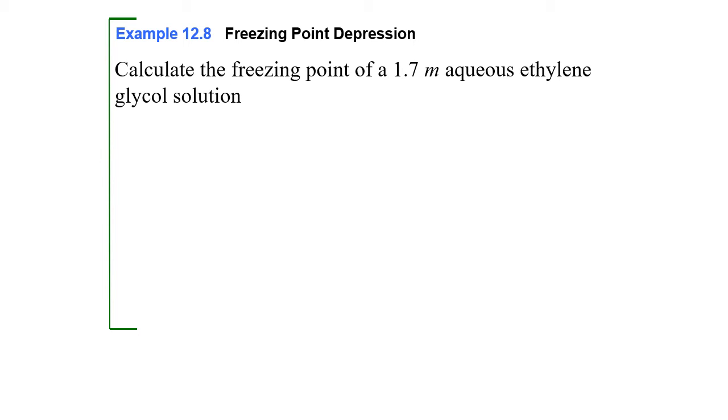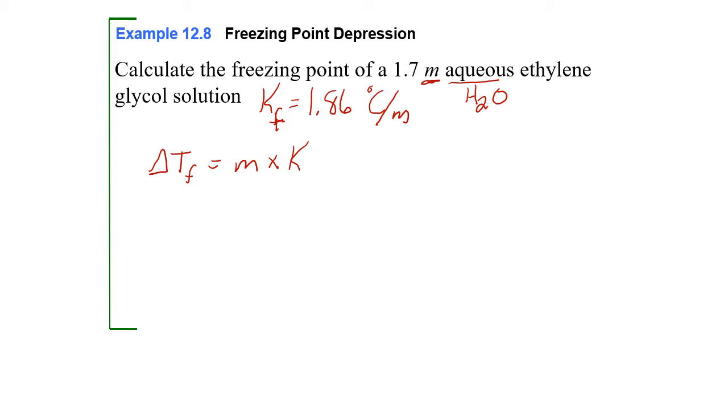Let's calculate the freezing point of a 1.7 molal, lowercase m, aqueous solution of ethylene glycol. So aqueous means we're dissolved in water. We are going to need the KF of water, and the KF for water is 1.86 degrees Celsius per molal. We can use our equation: our change in temperature of the freezing point is equal to the molality times our KF. So we're given molality.